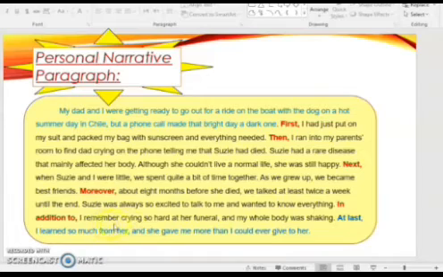In addition, I remember crying so hard at her funeral and my whole body was shaking. At last, I learned so much from her and she gave me more than I could ever give to her. So this is the solution, and this is the ending sentence, and the solution and the lesson learned is mentioned in the ending sentence. Now, I want you to pause the video here and read this paragraph 2 or 3 times in order to understand it well.